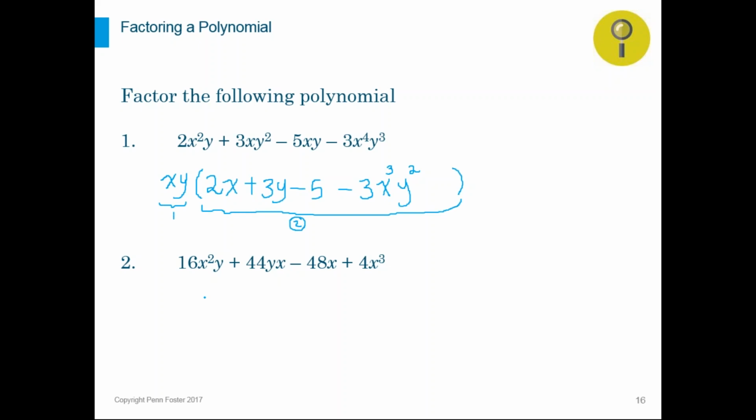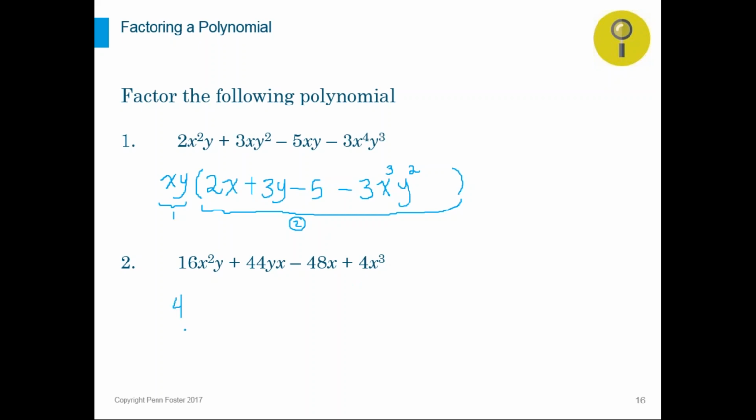Another question of that kind. We have a polynomial. We have numbers that we suspect have a greatest common factor: 16, 44, 48, and 4. 4 is the greatest common factor. If you're not sure, you can do 4 trees, one for each number, then find the common factors and multiply them. That would be the greatest common factor between 16, 44, 48, and 4, which is 4.